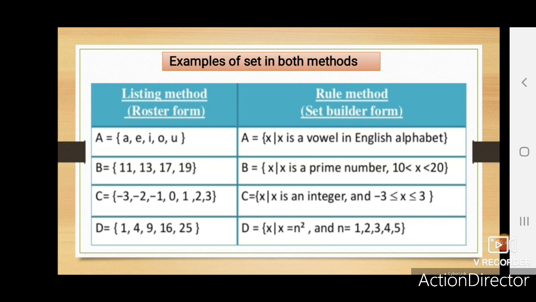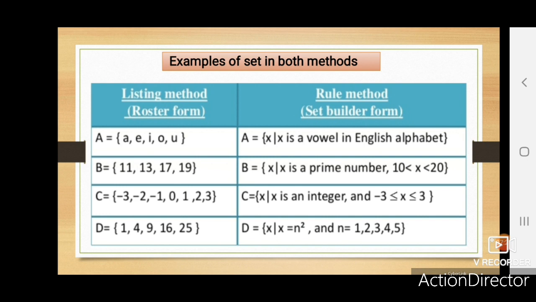B is equal to x such that x is a prime number which is greater than 10 but less than 20. C is equal to -3, -2, -1, 0, 1, 2 and 3. Therefore, in set builder form, it can be written as C is equal to x such that x is an integer and x is greater than or equal to -3 but less than or equal to 3.